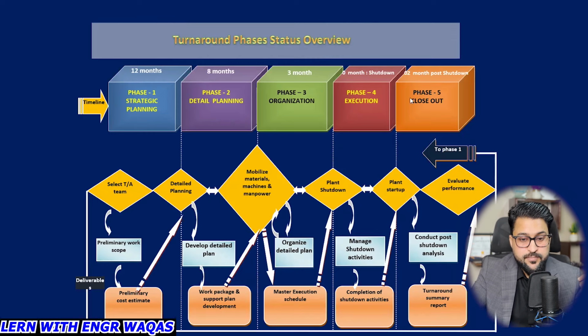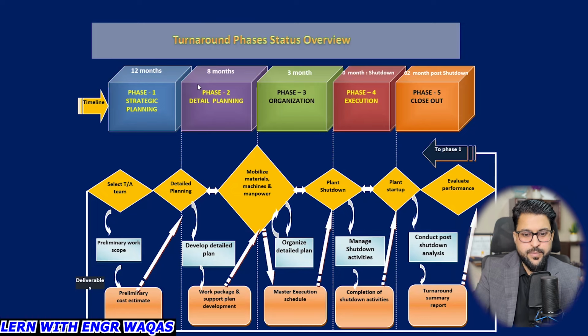So first, this is the timeline: 12 months before the shutdown, 8 months before the shutdown, 3 months before the shutdown, when the shutdown is going to happen, and after the shutdown, like post shutdown 2 months. So 12 months before, let's say I have to start the shutdown in April next year. So in March or April, I need to conduct this TA team, turnaround team, preliminary work scope, with higher level information: what I will be conducting, what the major criteria are, and what the major assets I need to maintain are, right? And then the preliminary cost estimate, which my higher management is going to make.